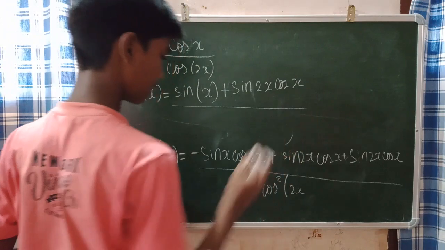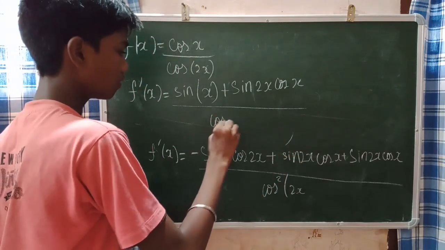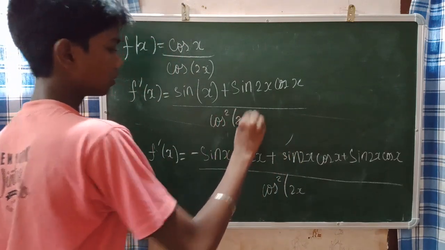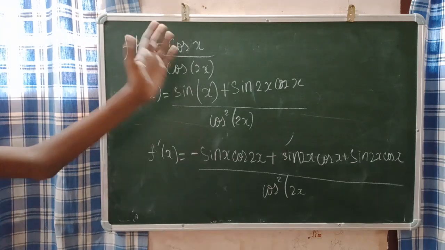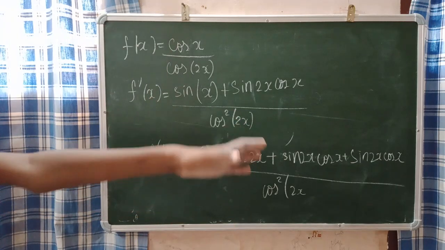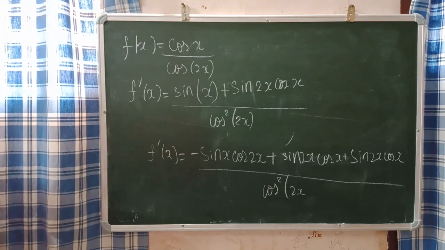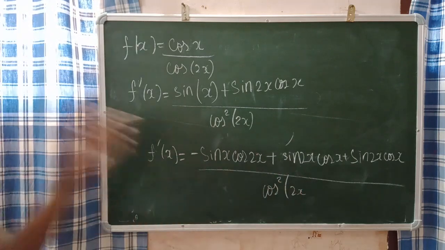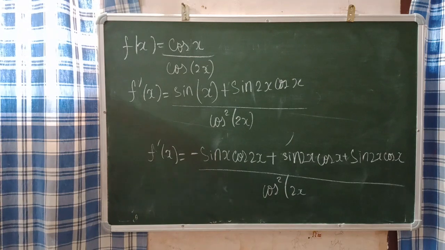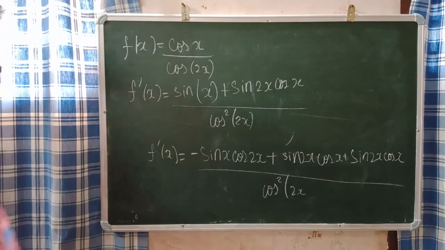Then divided by cos square of 2x. Okay guys, you should know this. Sin a cos b minus cos a sin b is the sin of a minus b formula. So sin of a minus b, sin of 2x minus x, that is sin x.